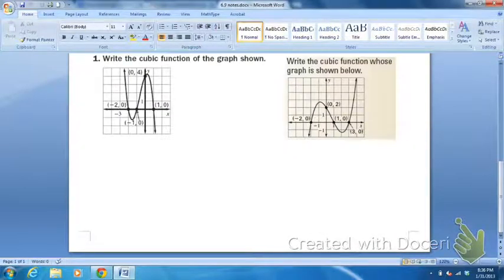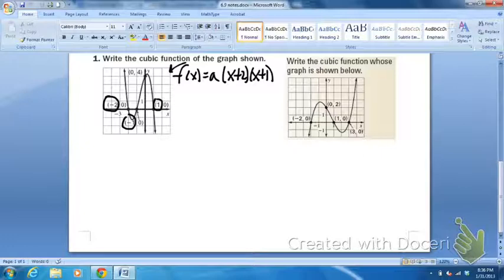Okay, we're going to do one more example. I'm going to do this example 1 with you. We're going to write the cubic function of the graph shown here. So I'm going to start off by writing, okay, f of x is going to be some a value, that's our leading coefficient, and now let me write out my factors. I'm going to have x minus a -2, which is really x plus 2, that's one factor. Another factor is going to be x minus the -1, that's an x plus 1, and the last 0 is a 1, so that means I'm going to have an x minus a 1.